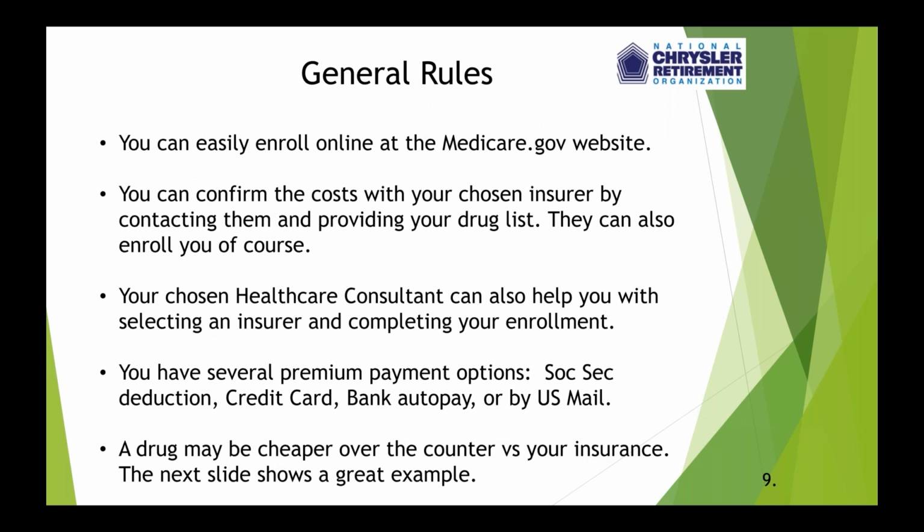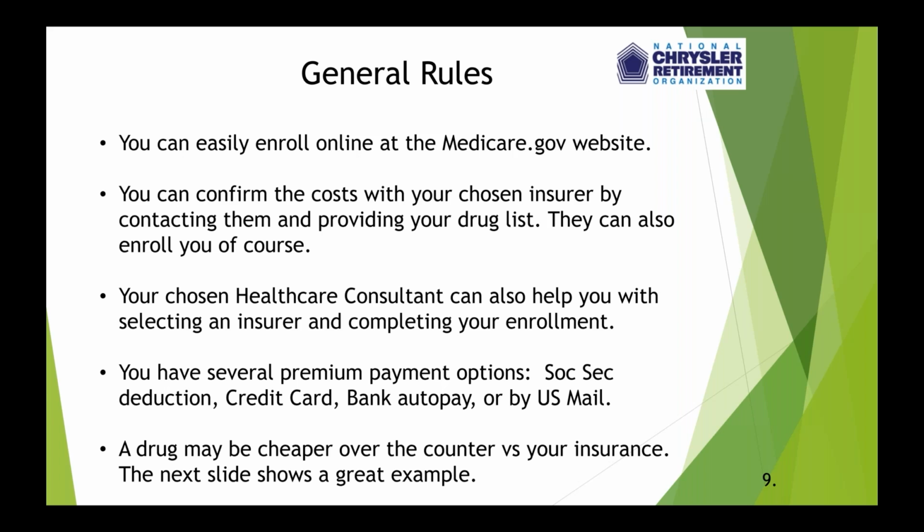Okay, so you can easily enroll at the Medicare.gov website. I'll show you that in a minute. You can confirm the cost with your chosen insurer by contacting them and providing your drug list. You can also enroll, of course. So if you've gone on site or you've talked to a consultant and you think you know which company you want, it wouldn't hurt to call that insurer and say, here's my drug list, and see if you get the same cost. You don't have to do that. And then you can enroll.